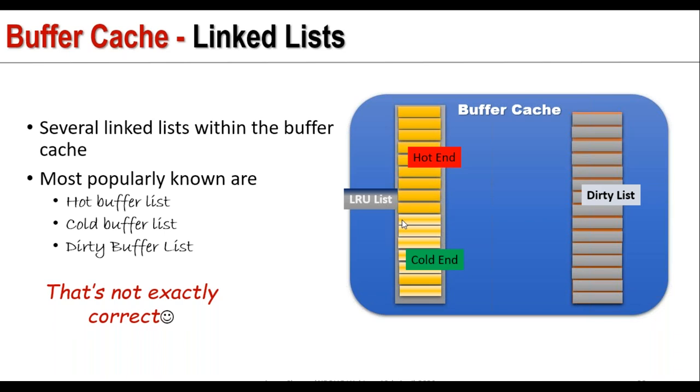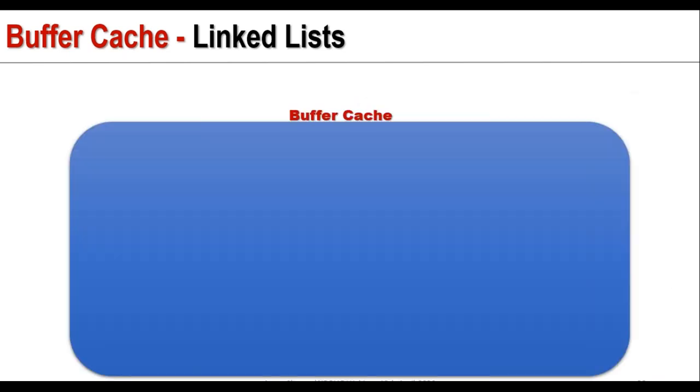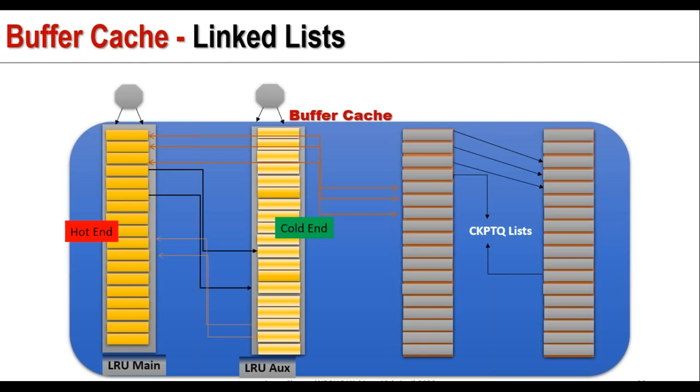And there is also a linked list, which is actually a dirty list, and that maintains your dirty buffers. Though it is not totally incorrect, this is not entirely correct either. Now, the buffer cache linked lists are going to be available to you in two or three parts. So this is how these linked lists are created.